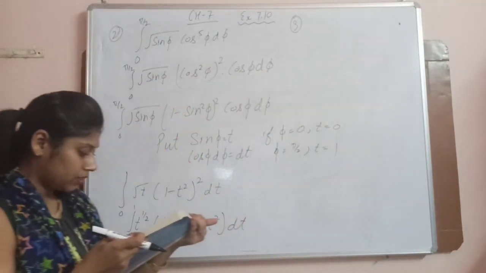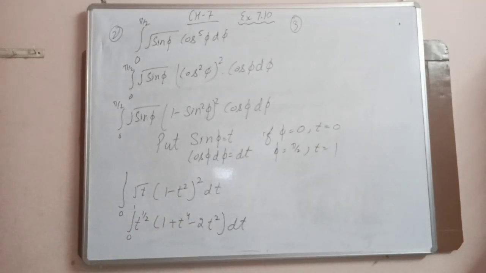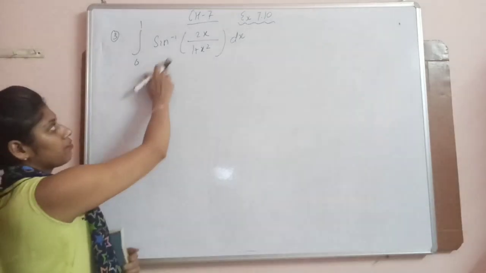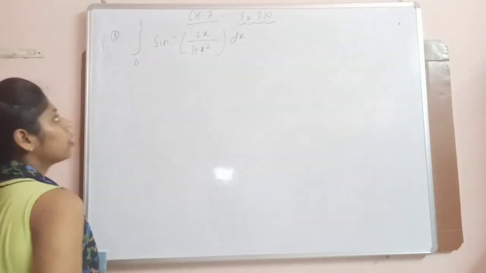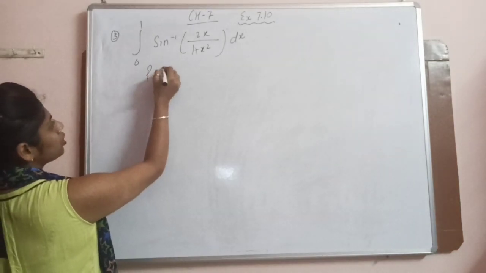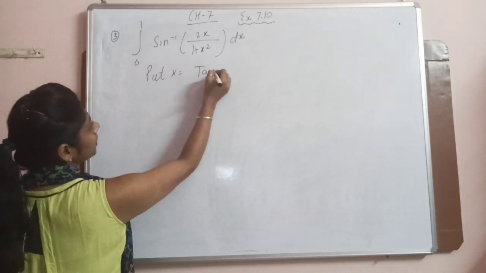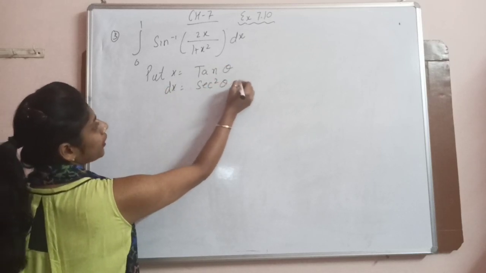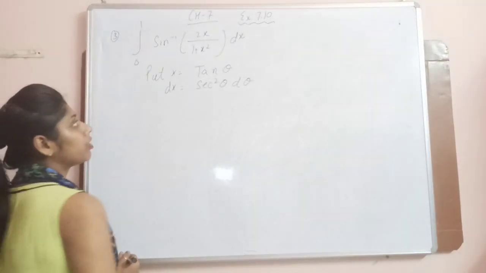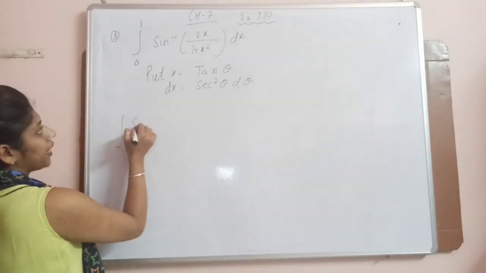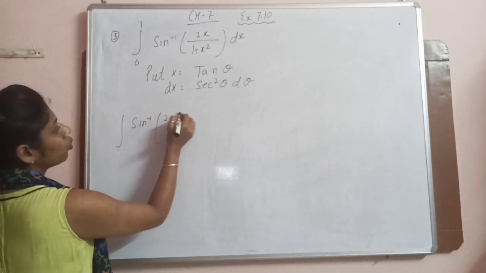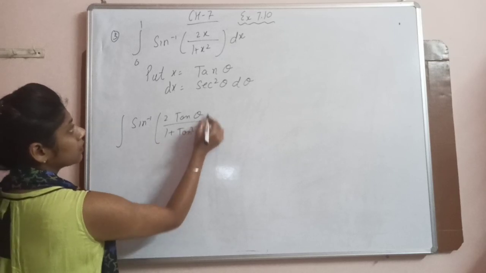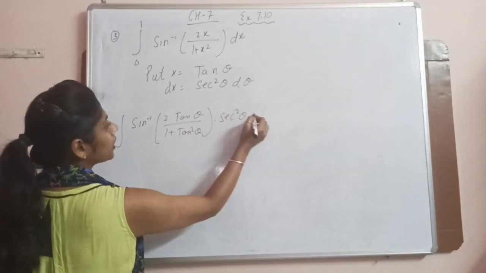Third question: sin inverse of 2x upon 1 plus x square. In this question, the function is sin inverse 2x upon 1 plus x square. Now we will do the substitution. x equals tan theta, so dx equals secant square theta d theta. So our function will become sin inverse of 2 tan theta upon 1 plus tan square theta, into secant square theta d theta.